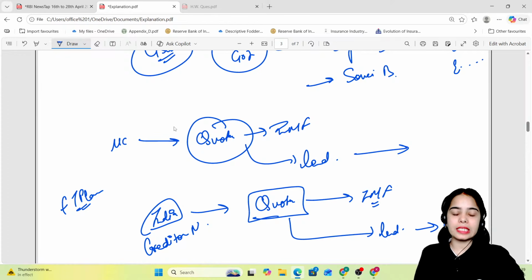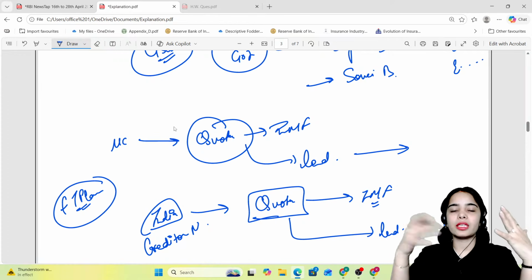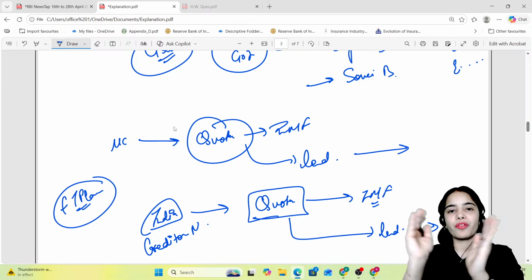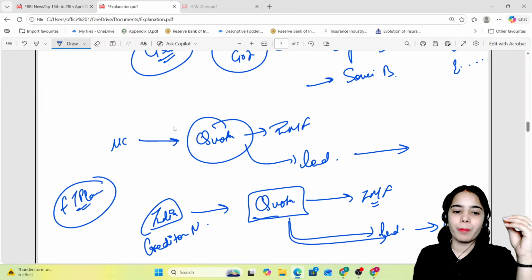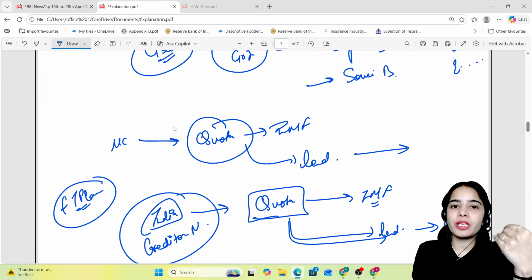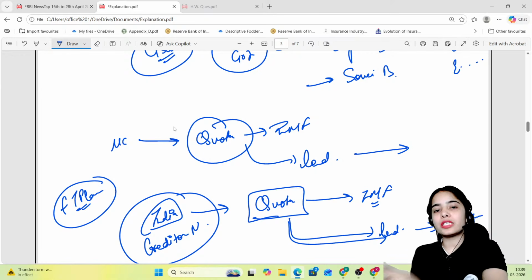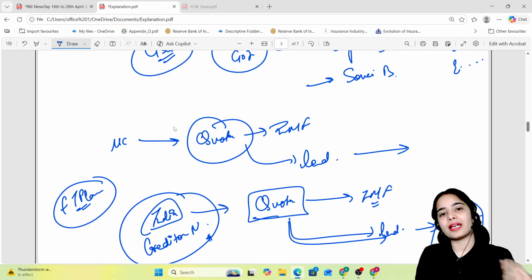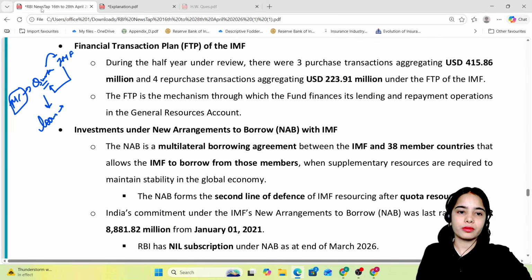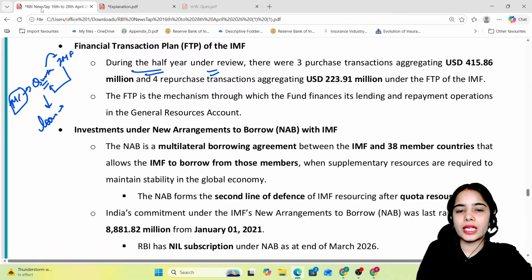I hope this is making sense, that under the financial transaction plan, how things work is that India is providing quota to the IMF. That quota can be used to lend to other countries. But if the quota of India is being used to lend to other countries, India is considered a creditor nation and the other country is considered the borrowing nation. Okay. So during the half year under review, that is from October 2025 to the end of March 2026, there were three purchase transactions aggregating.